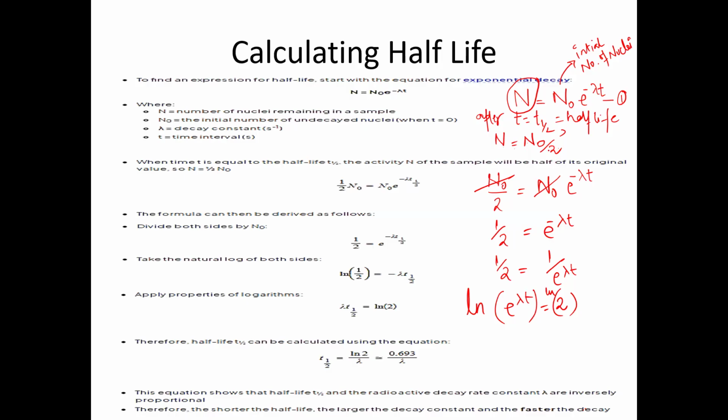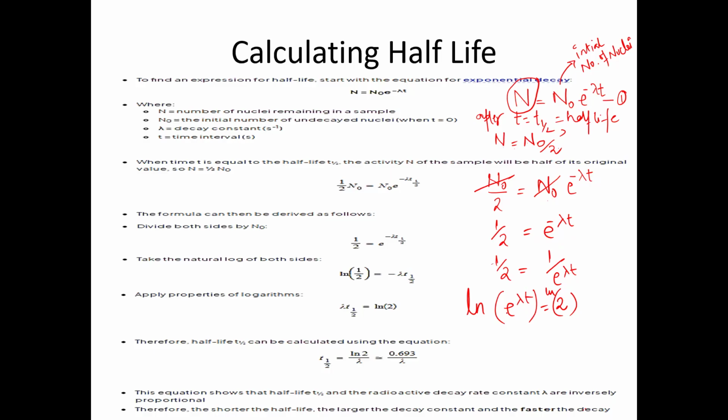So instead of N, we will be replacing N naught over 2. On the right side, it will be N naught e power minus lambda t. N naught cancels out, and our value will be left as 1 over 2 equals e power minus lambda t. e power minus lambda t will move into the reciprocal as 1 over e power lambda t. We are going to cross multiply, and take the natural log on both the sides.